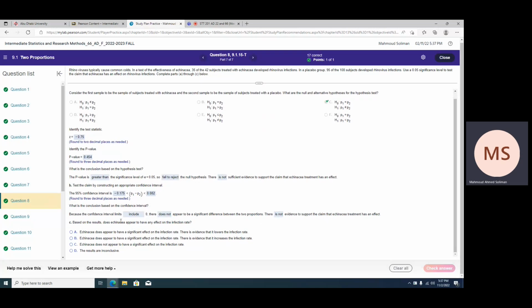Okay. So here, what did we find? So the first one says it does have an effect. Wrong. Does have an effect. Wrong. Does not have an effect. Okay, next.